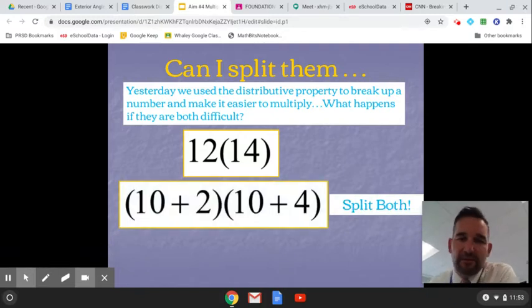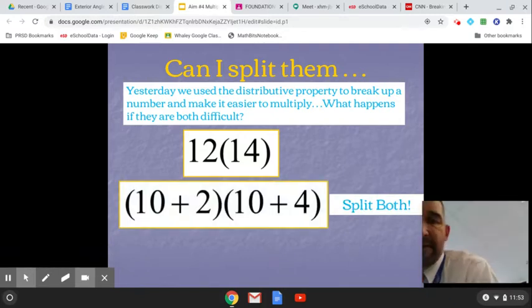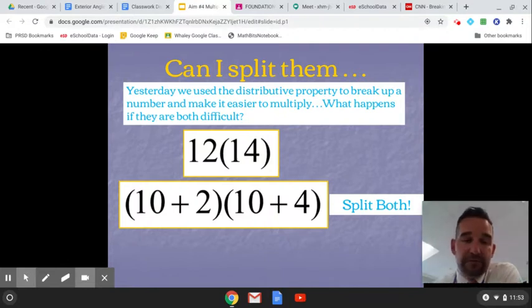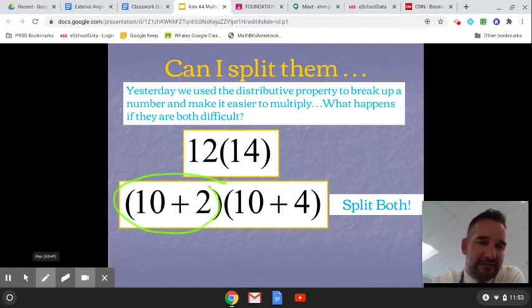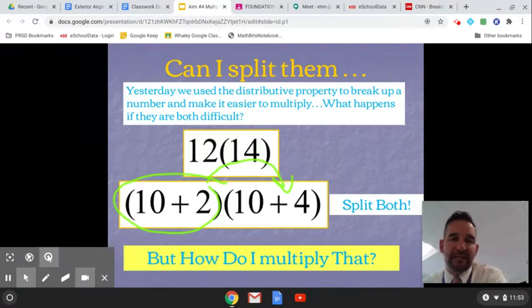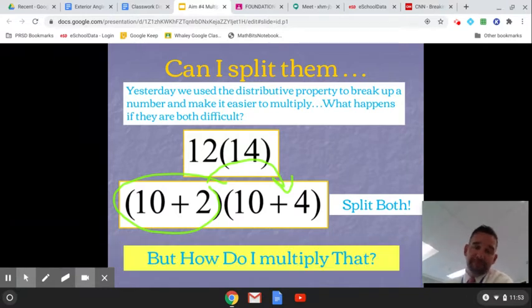Because let's say we make 12, 10 plus 2. We make 14, 10 plus 4. Well, how do you distribute this to this? That's what we're going to look at today. And that's going to be the process of double distribution. And that's what you saw as today's sort of leading question. How do we use double distribution to multiply some things?